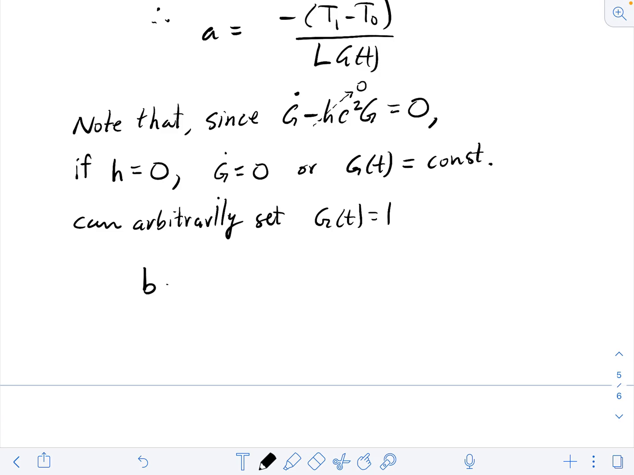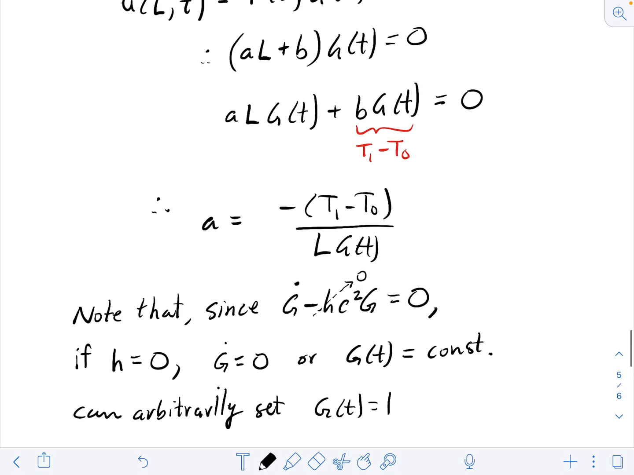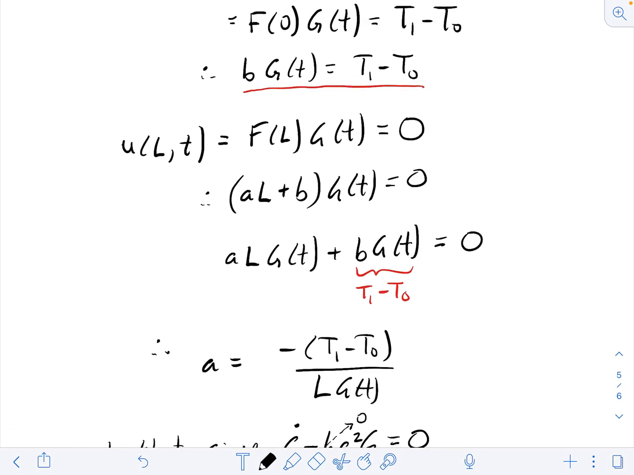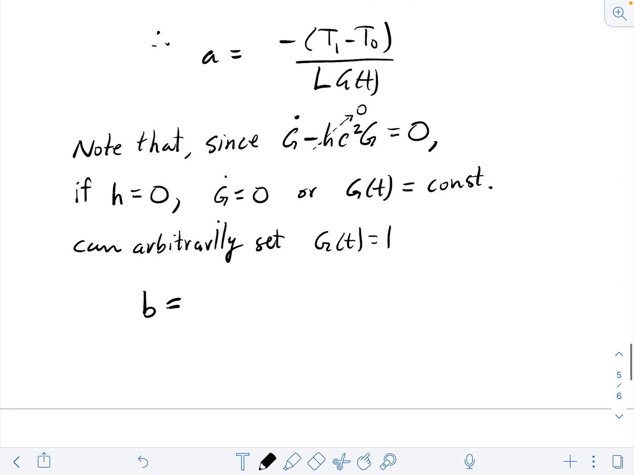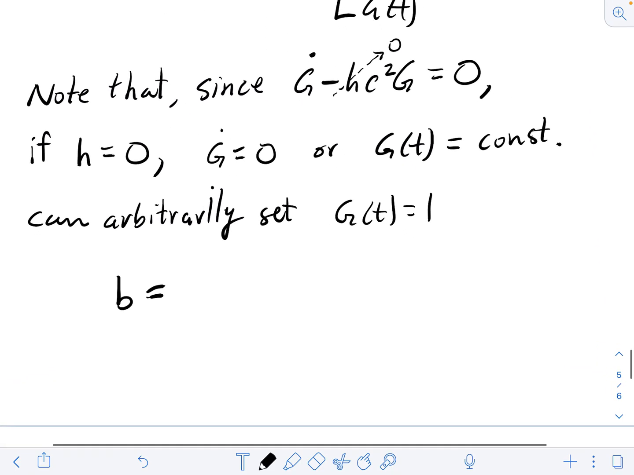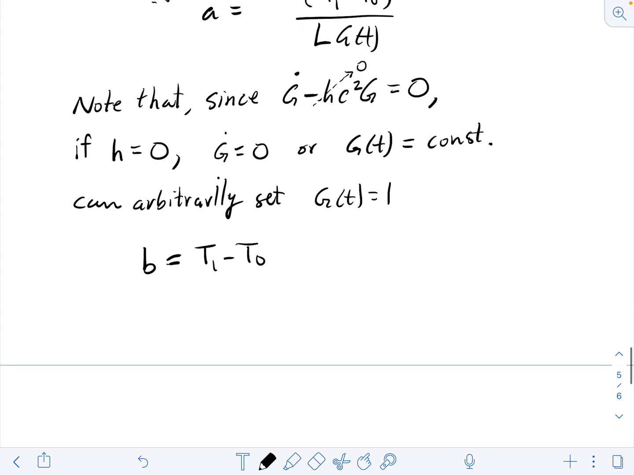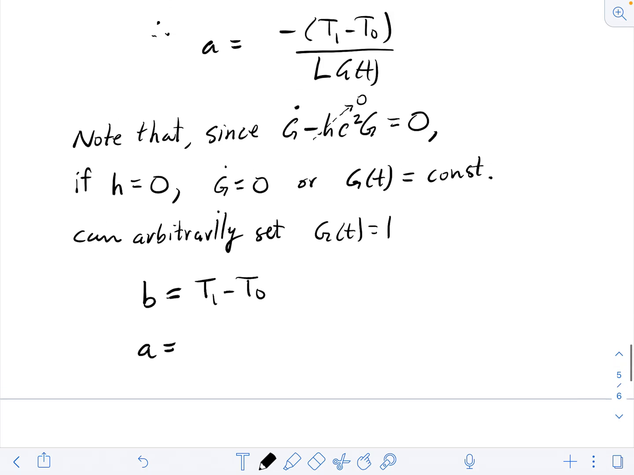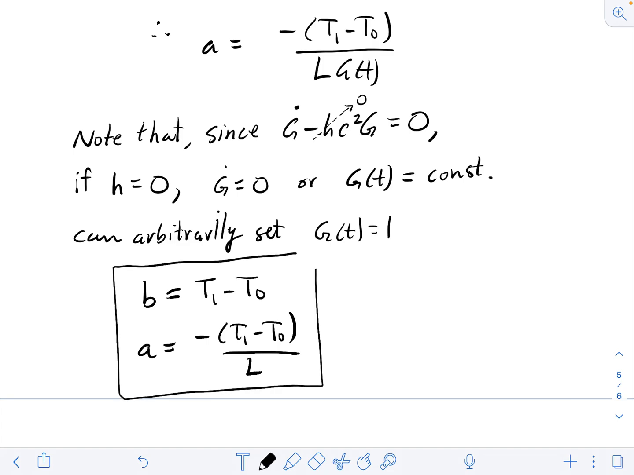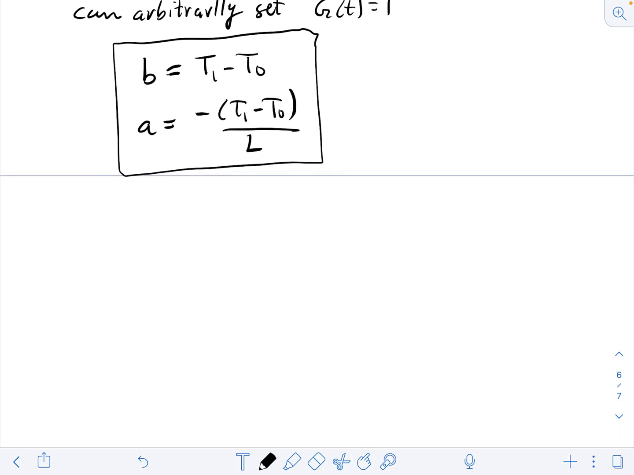So if we choose now to say G of T is equal to 1 for the h equals 0 case, then B times G was T1 minus T naught, but G is 1. So B is now T1 minus T naught. And A is minus T1 minus T naught divided by L times G, but G is set to be 1. And so now we have our slope and intercept of our straight line.